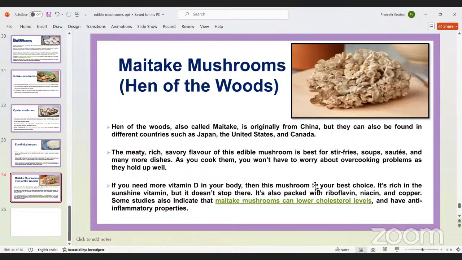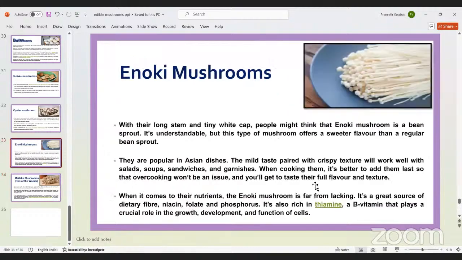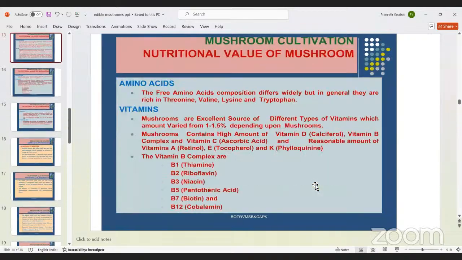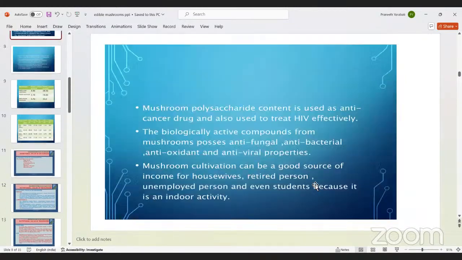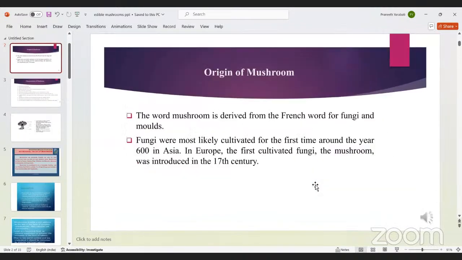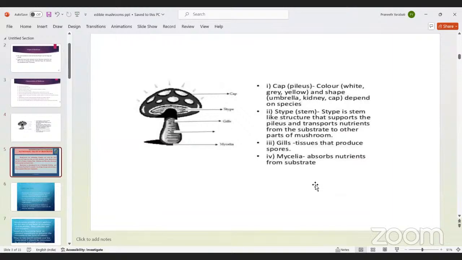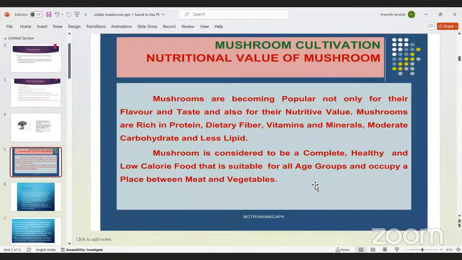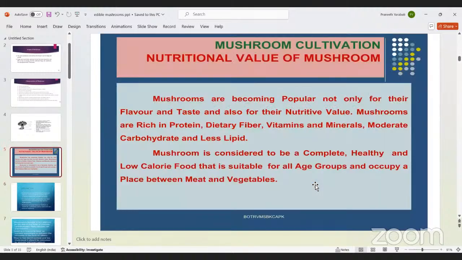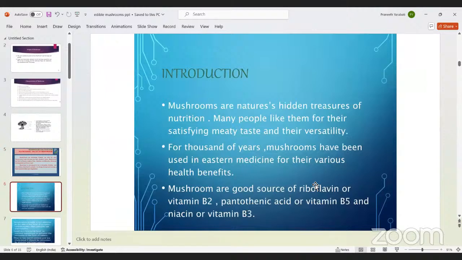So this is about the different types of edible mushrooms. A brief about the nutritional and medicinal value of mushrooms. We already discussed that. Mainly, mushrooms are considered a complete, healthy, and low calorie food, which is suitable for all age groups and which occupies the place between meat and vegetables.